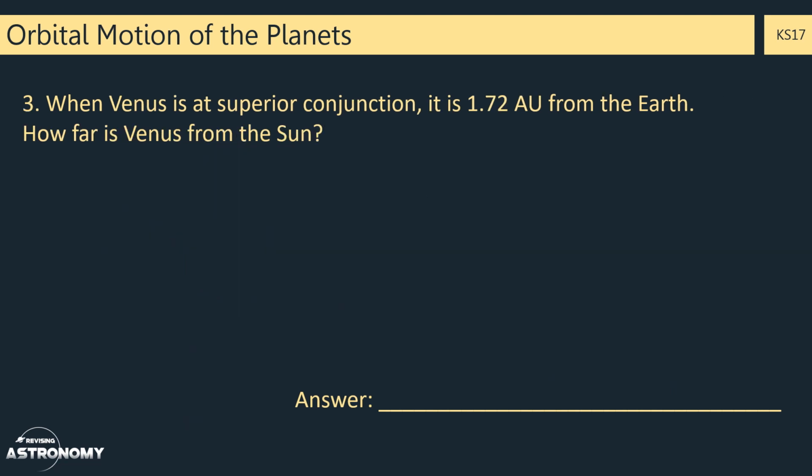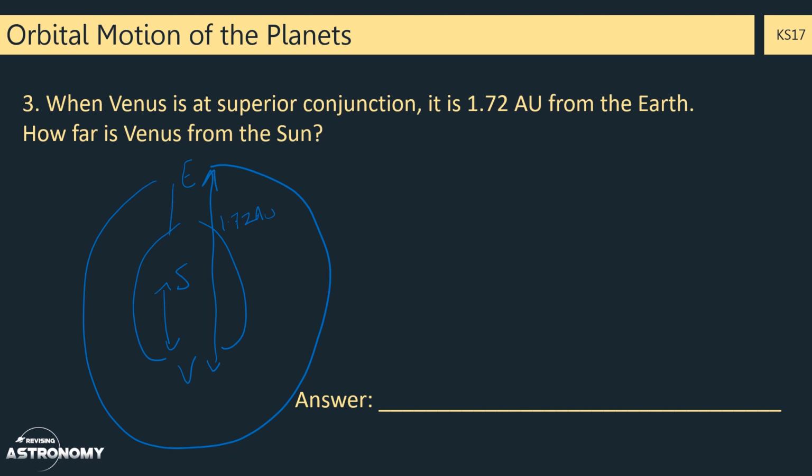When Venus is at superior conjunction, it is 1.72 astronomical units from Earth. How far is Venus from the Sun? So again, we can draw our diagram with Venus at superior conjunction. And we know that it is 1.72 astronomical units from Earth. So this distance between Earth and Venus is 1.72 astronomical units. And we want to know this distance, how far is it from the Sun?